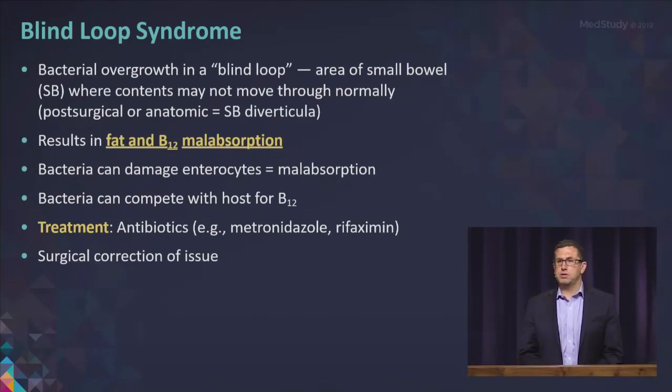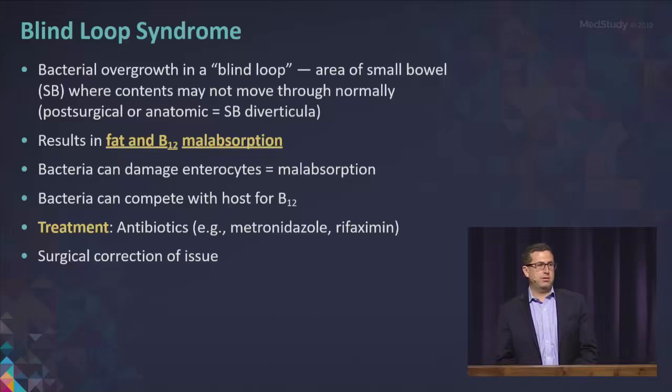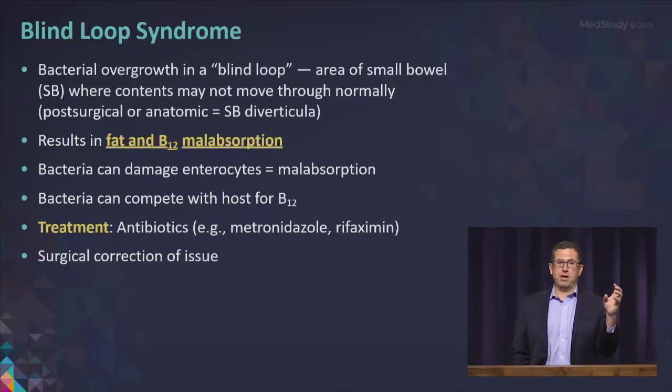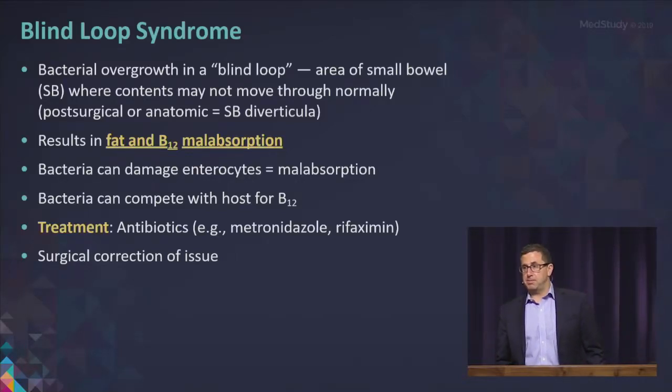There's something called blind loop syndrome, and what this is, you may have an area of bowel that's out of continuity with everything else. For example, like a small bowel diverticula, and you could get bacterial overgrowth in that area, and the bowel contents are not moving through it normally. So you could get distension and pressure in that area, and that could lead to symptoms in the patient. And if there's bacterial overgrowth, it will frequently lead to fat and B12 malabsorption. So bacteria could damage enterocytes, which leads to malabsorption, and bacteria could also compete with the host for B12, so you may see a low B12 level.